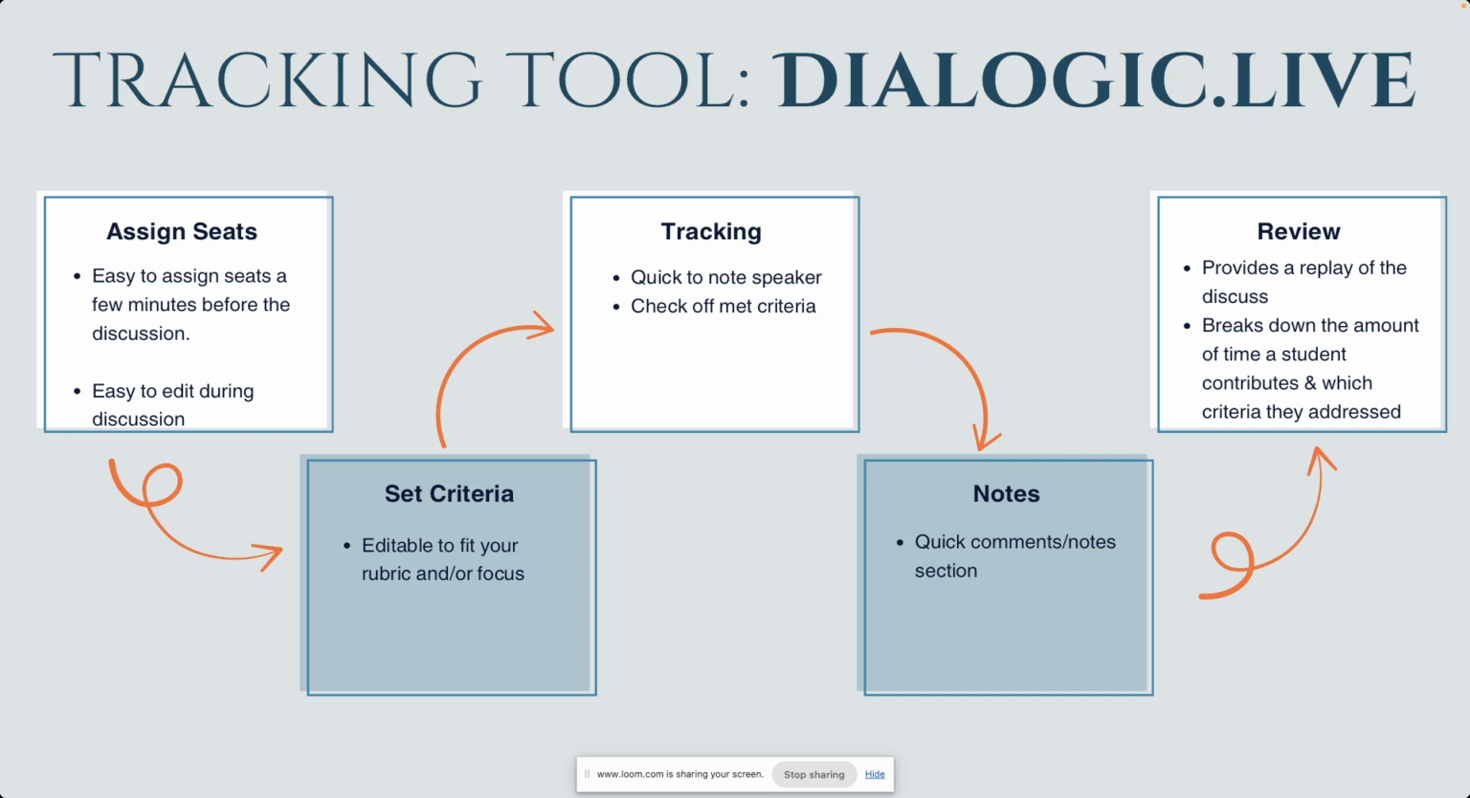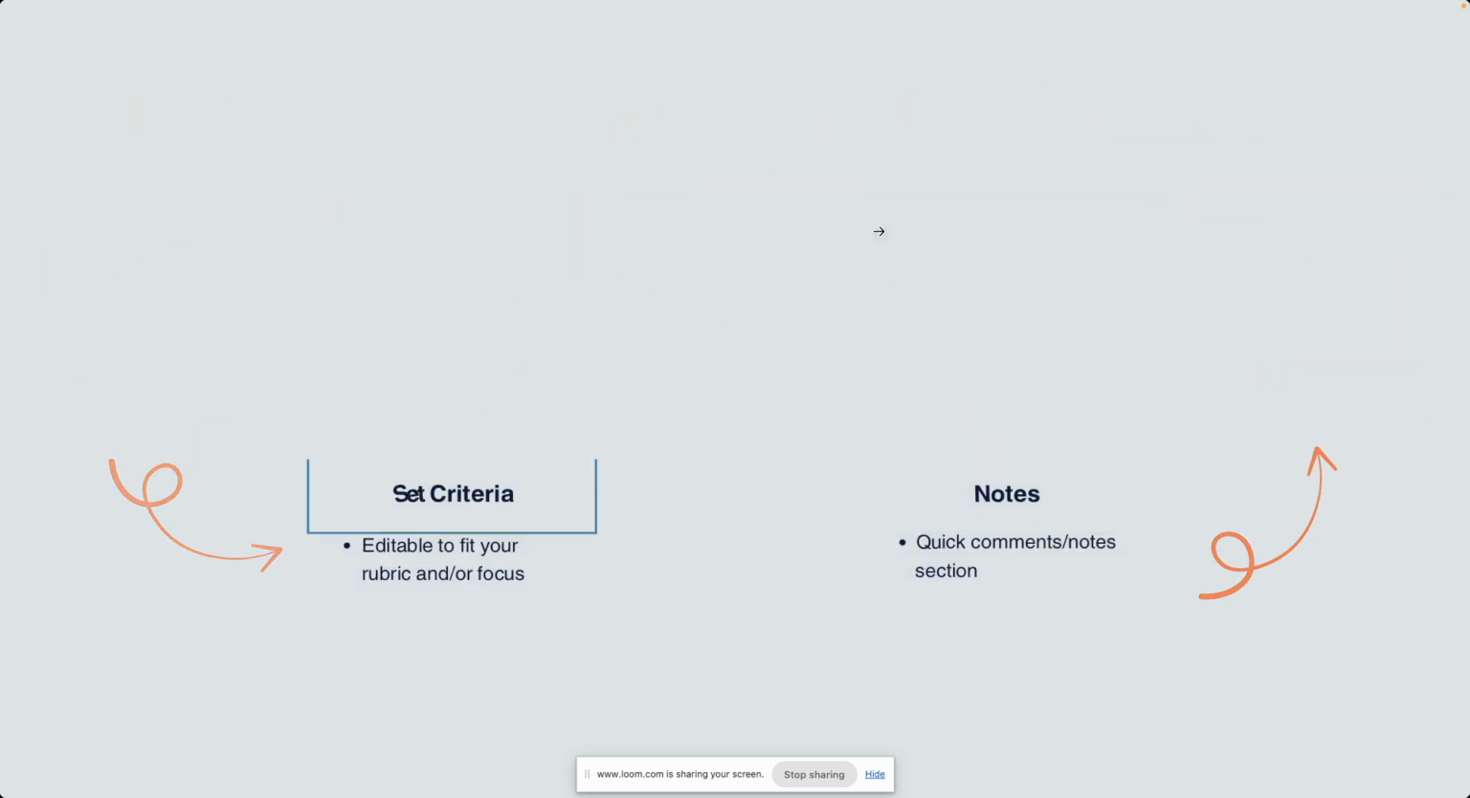You can set certain criteria for what you want to look for in your discussion. Perhaps you want your students to ask certain types of questions, or you want your students to ask for clarification when they don't quite understand what a peer is saying. You can track which criteria your students use when they're in the middle of the discussion. You can make some quick notes and comments as the discussion happens. And then after the discussion, you can use this digital format to go back and see how the discussion went.